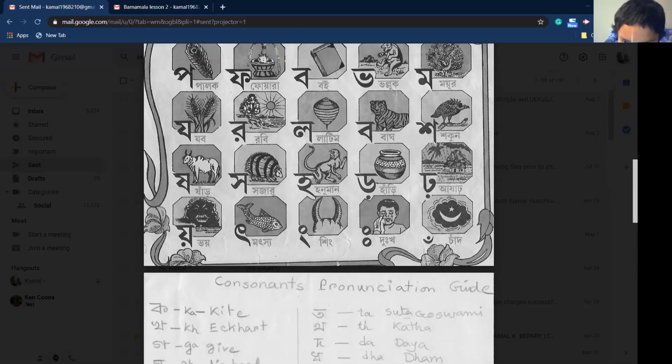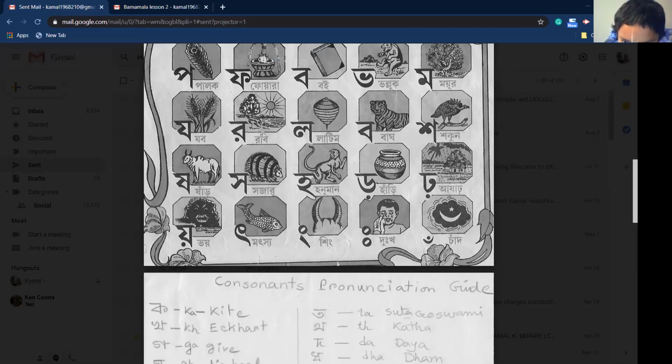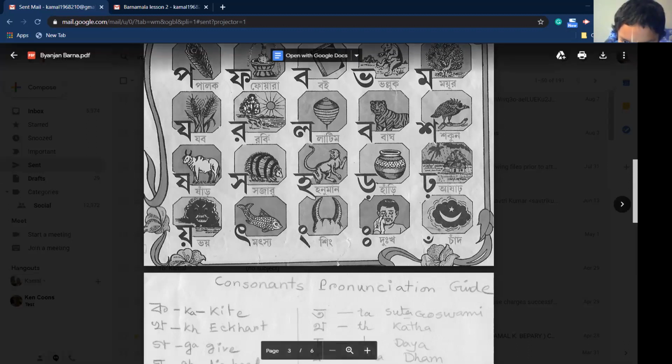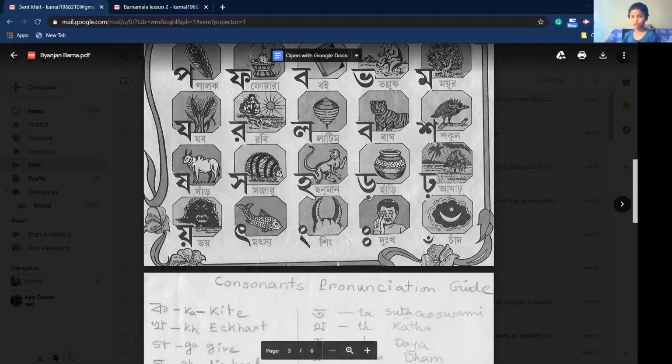Then Vaishnara. What is in the picture? Sun rising. So it is Robi. Robibar. Sun. Next one is L. In Bangla, Lati, Latim. Latim is a toy for children. It spins like anything. It spins for a long time.